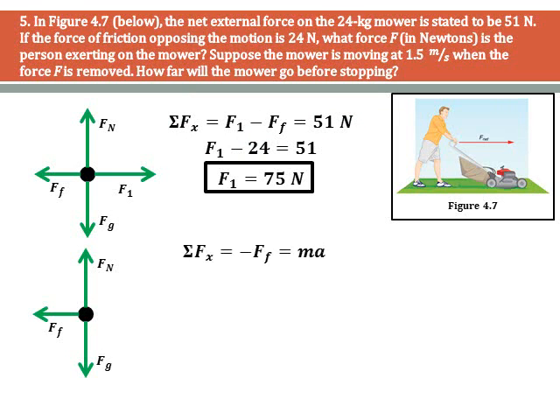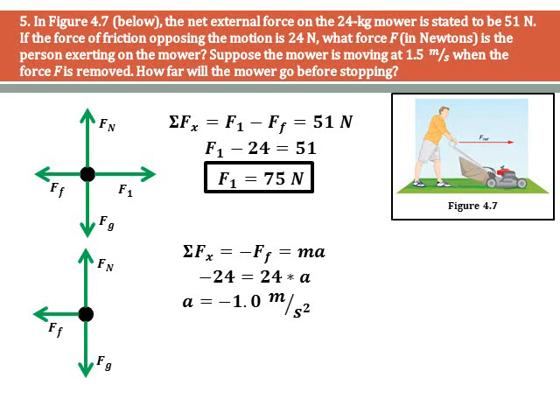Now the free body diagram for this new problem means that force 1 is going to be eliminated. He lets go of it, so we only have the force of friction in the horizontal direction. So net force in the x direction equals negative force of friction. That equals mass times acceleration. Well, the force of friction was already stated to be 24, and the mass is 24, so we're going to divide both sides by 24. We're getting acceleration at negative 1 meter per second squared.